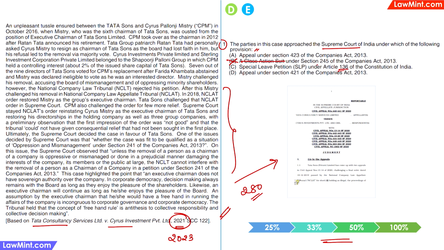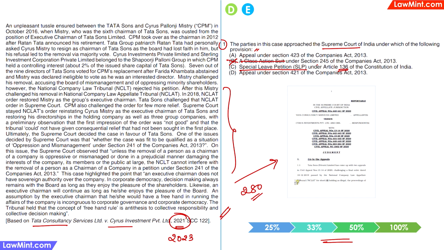If you remember Article 136 of the Constitution, that is the discretionary power of the Supreme Court to grant leave to appeal against any judgment or order of any high court or tribunal. That is the special leave petition that is being referred to here.